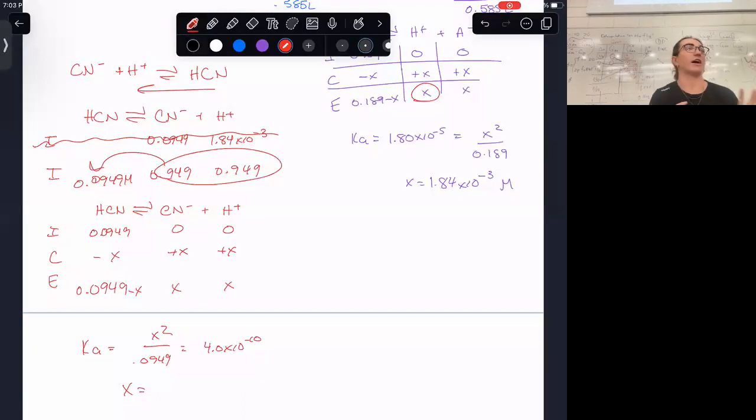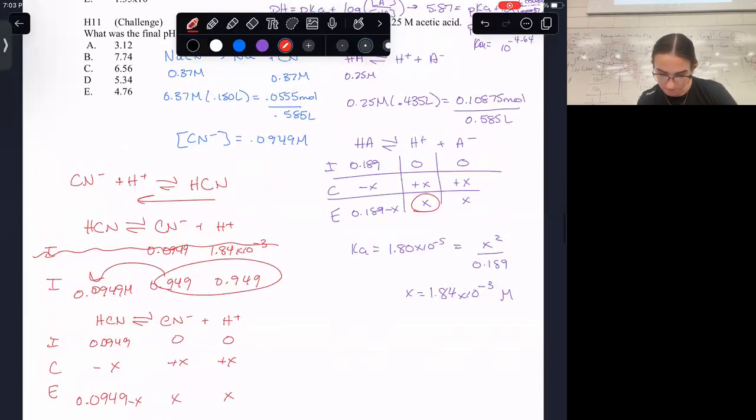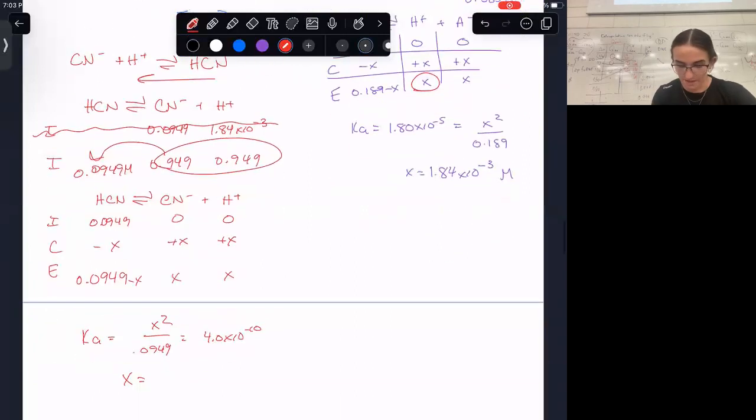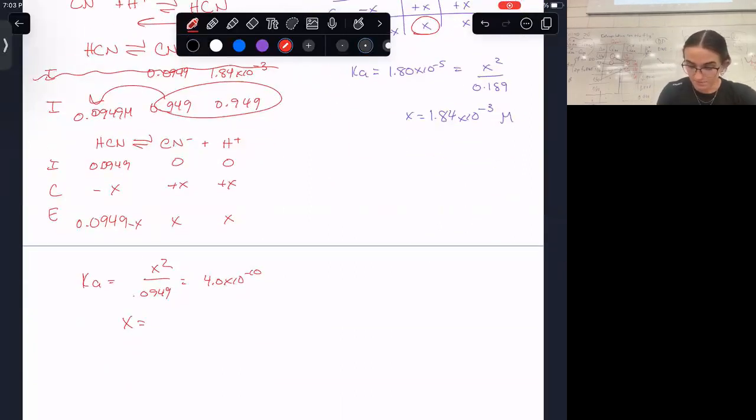I just messed up. I forgot a zero someplace, but it should be 0.0949, I believe. So x ends up turning into 6.161 times 10 to negative 6.